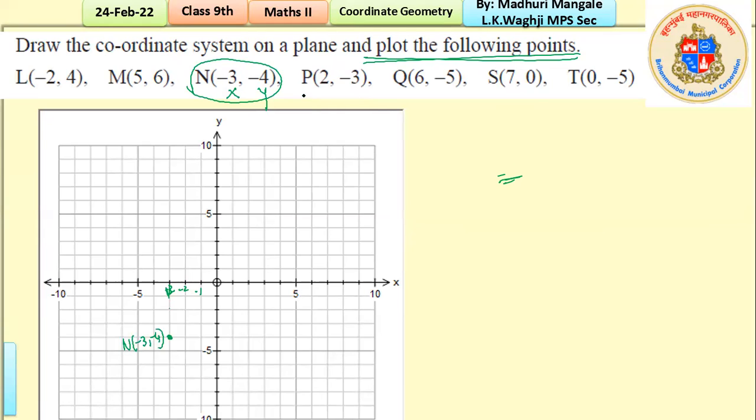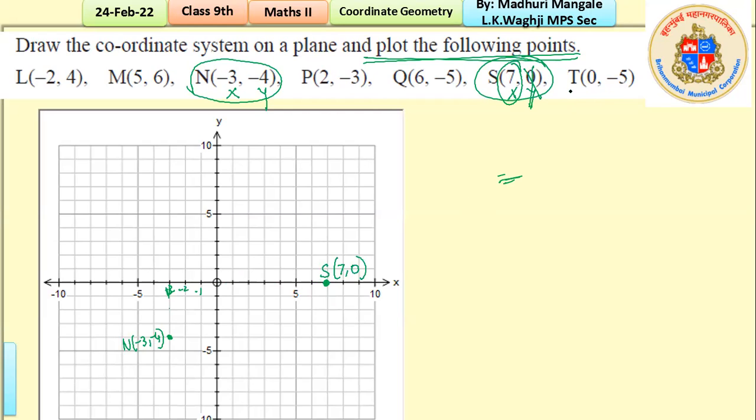Okay, then let's say we need to plot this point S, 7 comma 0. So x is 7, y is 0. Since it's a 0, forget about it. That means the point lies on the x-axis at 7. So on the x-axis, where is 7? Check after 5, 6, 7 over here, this point. So just label it. This is S with the coordinates 7 comma 0.